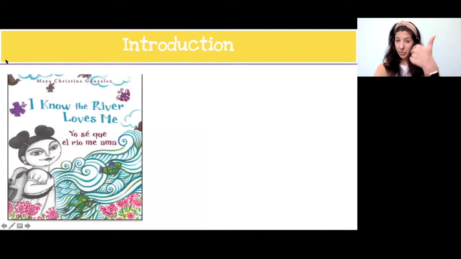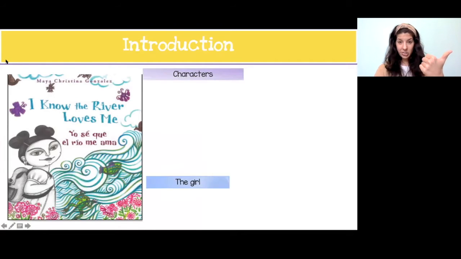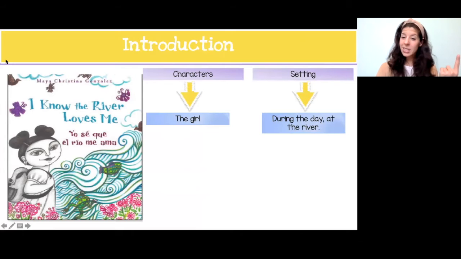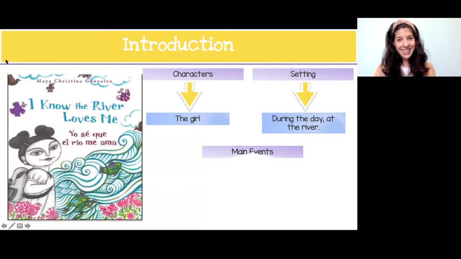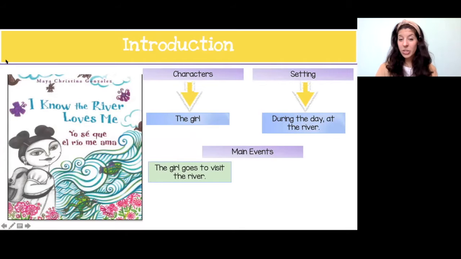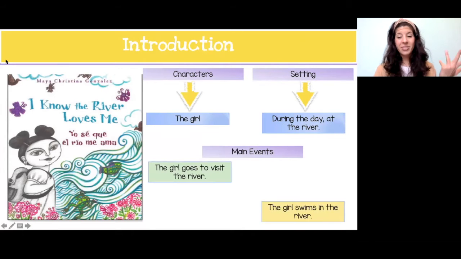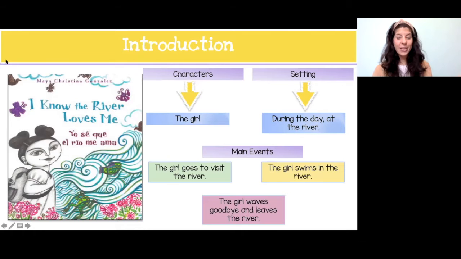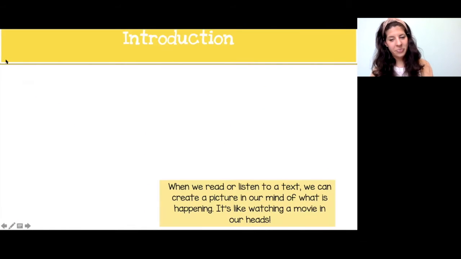Ready to retell? Remember, first we do characters. So who are the characters? The girl, right? She was the only character in the story. The setting of this story was during the day at the river. And the main events. In the beginning of the story, the girl goes to visit the river. In the middle, the girl swims in the river. And in the end, the girl waves goodbye and leaves the river.